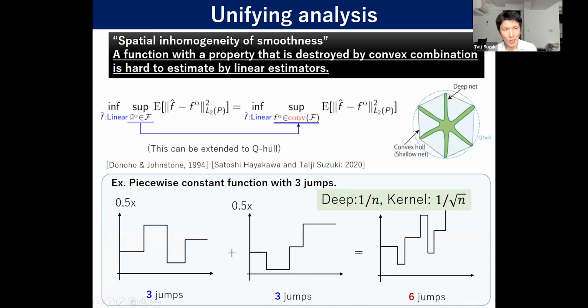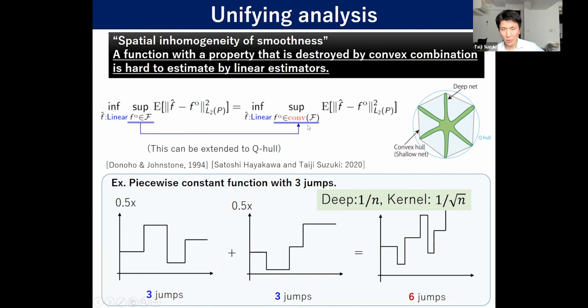The worst case error is taken in the target function class F. But as long as you are using linear estimators, we should take the worst case error in the convex hull. If the target function class is very much non-convex like this, the convex hull could be much larger than the original function class. For example, this function class is highly non-convex. Therefore, by taking its convex hull, it could be much larger than the original function class. So this supremum becomes very large. Then there appears the difference between the deep and the shallow method.